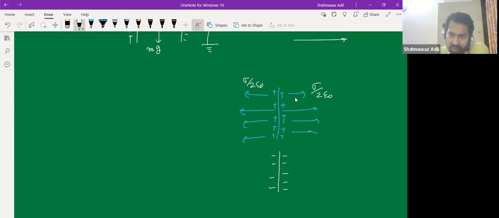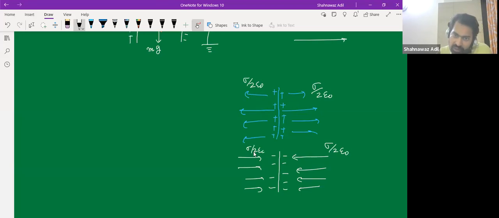So, incoming. So this is going away. For minus, the electric field lines are incoming, and the magnitude is the same, sigma by 2 epsilon naught. This you guys already know, right? I have discussed it already, but you guys have forgotten.